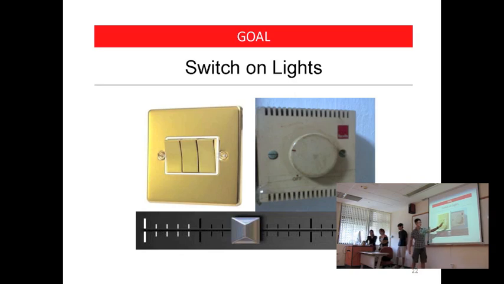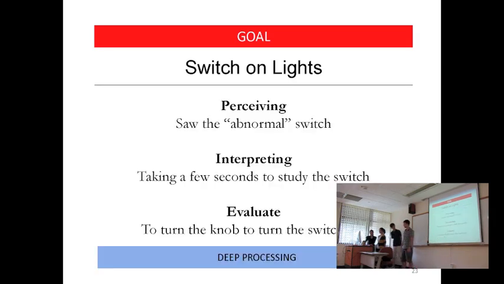So the next thing is to see these two switches and figure out which is the switch for the lights. You step back and study these two switches, and you think of what functions they might have. When you do that, you have actually gone through a deep level of processing. After you go through this, the answer is that turning the knob on is the switch for the lights. So you go through this deep processing.